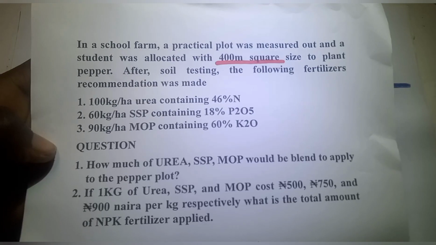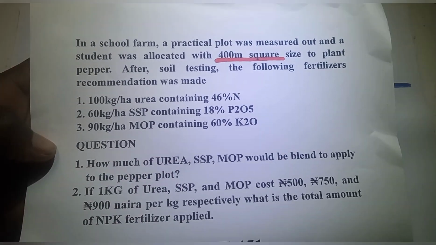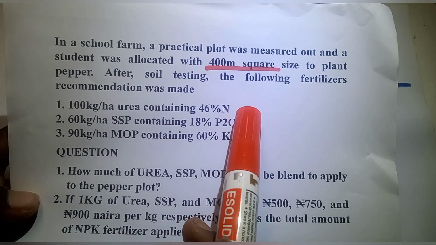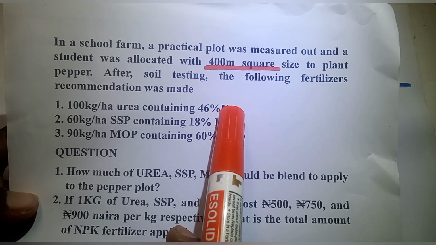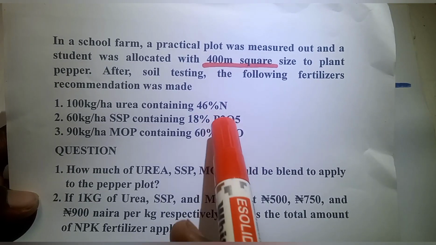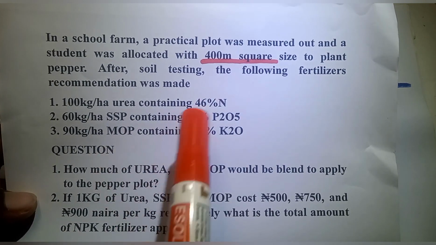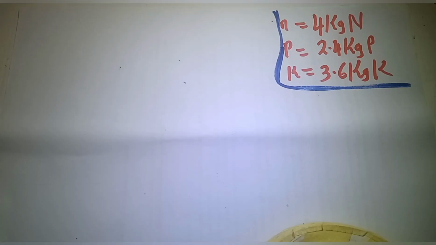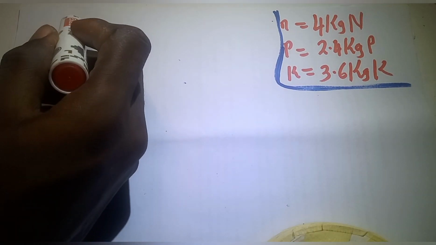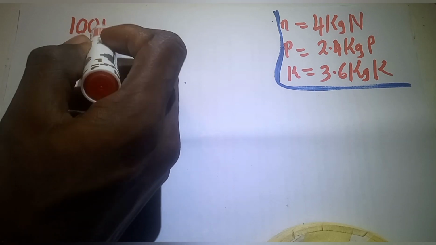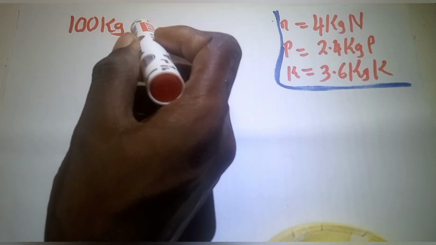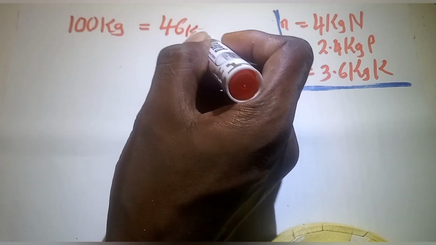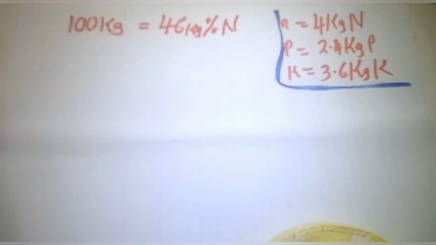Just follow me carefully. Now I will be taking urea first, and I will be making use of this 46%. Nitrogen is an element, so there is no compound here, I only have nitrogen, so I'm going to be using this percentage directly. So that's what I'm going to be doing now. 46%. So I'm going to be having 100 kilogram of urea equal to 46 kilogram of nitrogen.